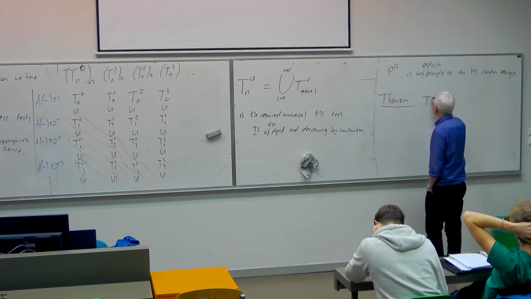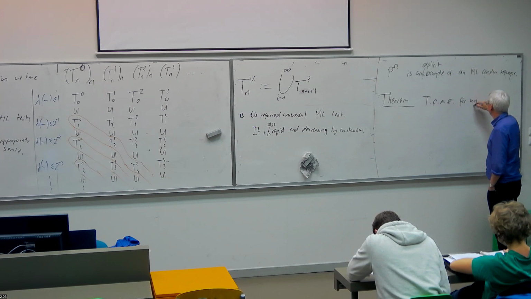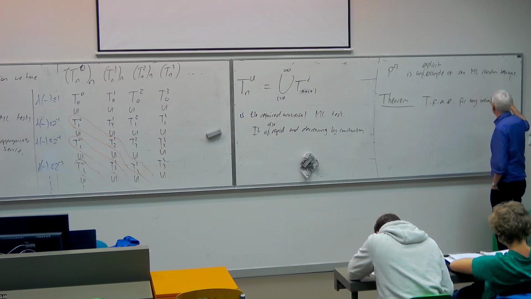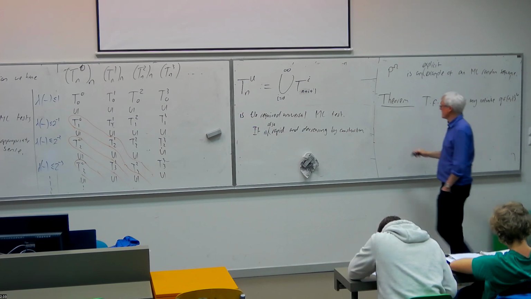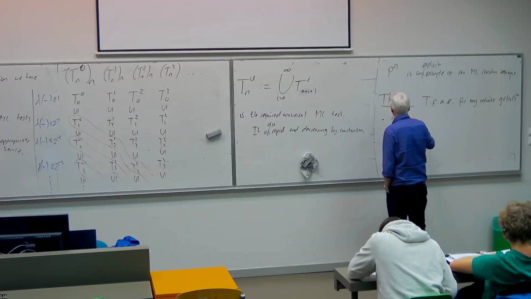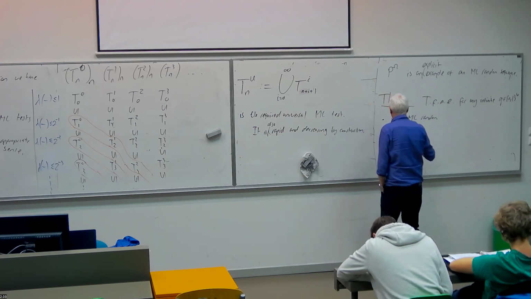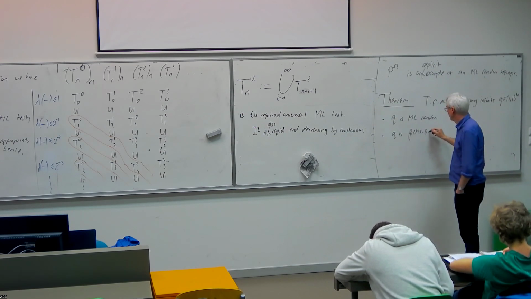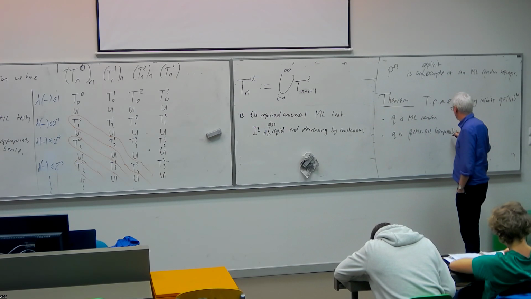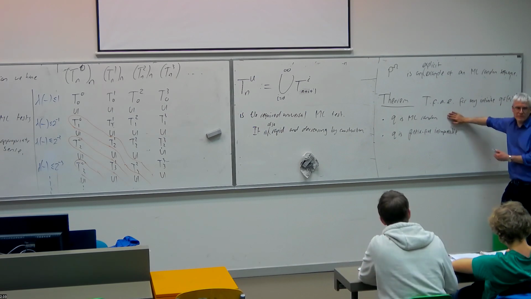The theorem says the following are equivalent for any infinite sequence Q. The first statement is Q is ML random. The second statement is Q is prefix-free incompressible. This is I think a lovely result, because it says that randomness is being studied today.